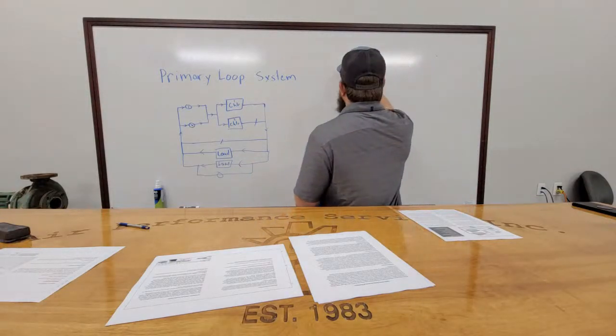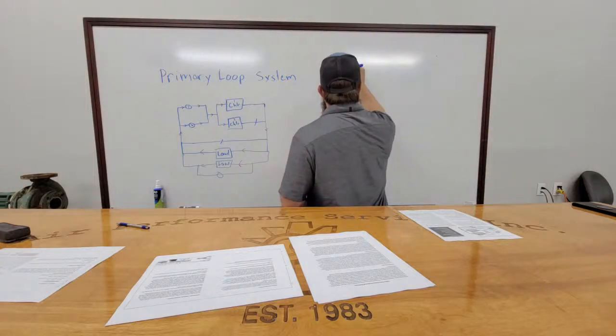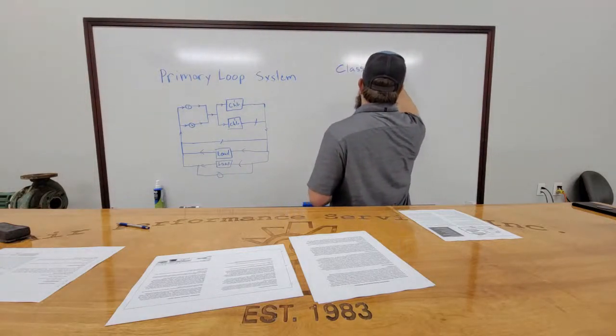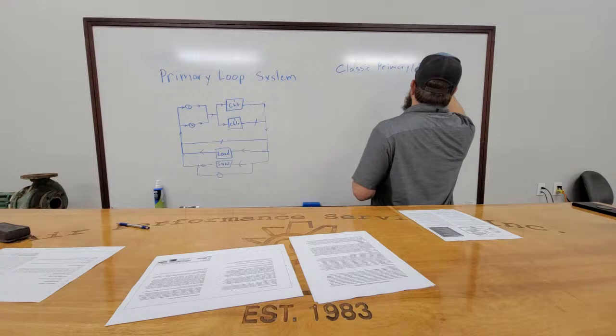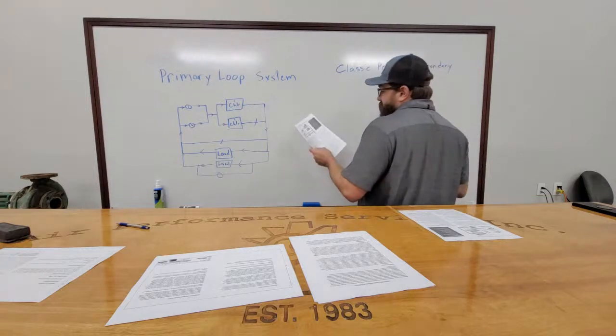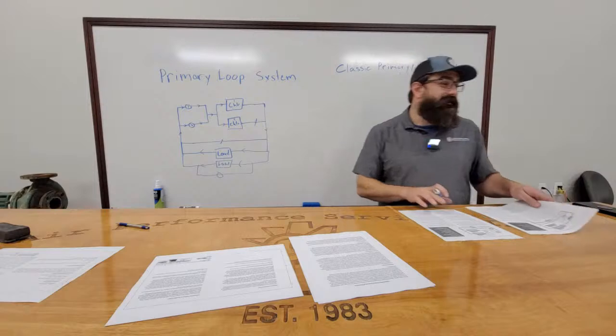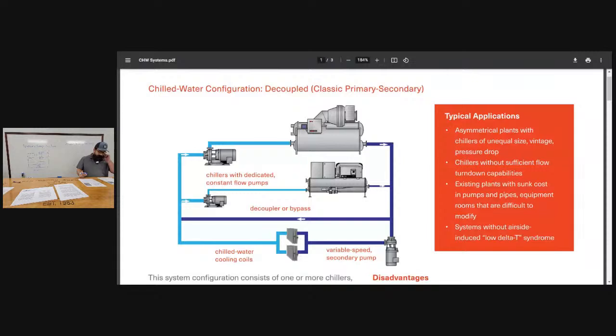So on a, we'll just call it a classic. I'm only calling it classic because that's what this page calls it. I would just call it a constant volume primary secondary, or I guess this one has a variable speed secondary in the diagram. I can give you all each one of these if you want them. This is actually a really good document. I'm not going to say who it comes from, but it's a really, really good piece of literature.